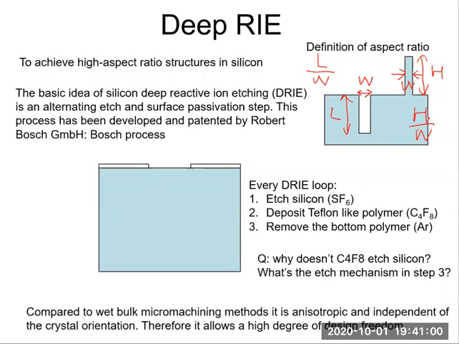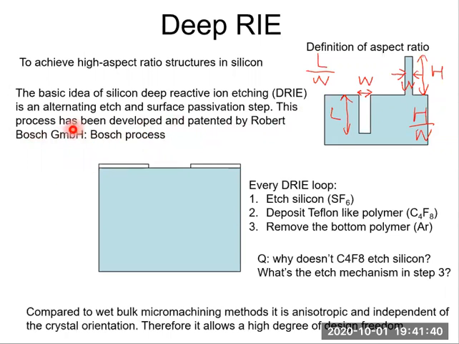And deep RIE is used to make high aspect ratio structures, such as a deep trench. The basic idea of silicon deep reactive ion etching is an alternating etch and surface passivation step. This process has been developed and patented by Robert Bosch, a German company. Actually, Bosch is also an auto supplier, so you should know Bosch very well.